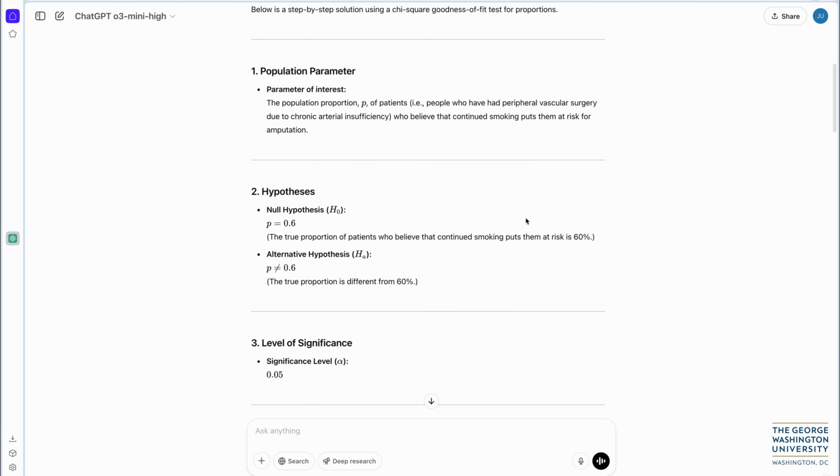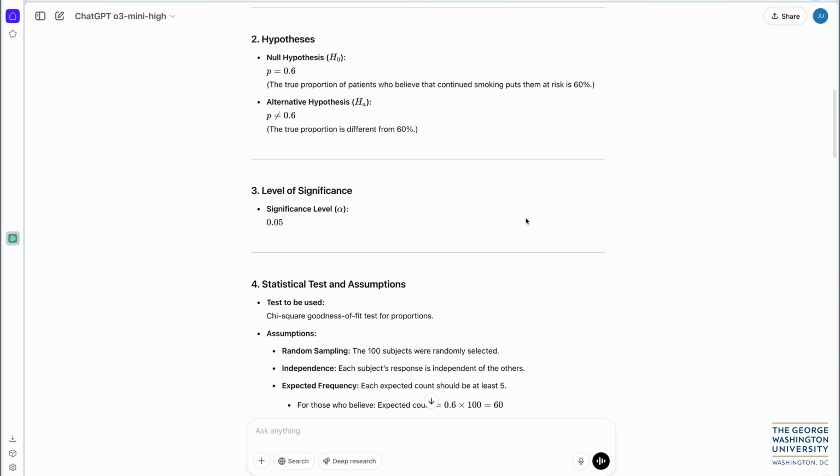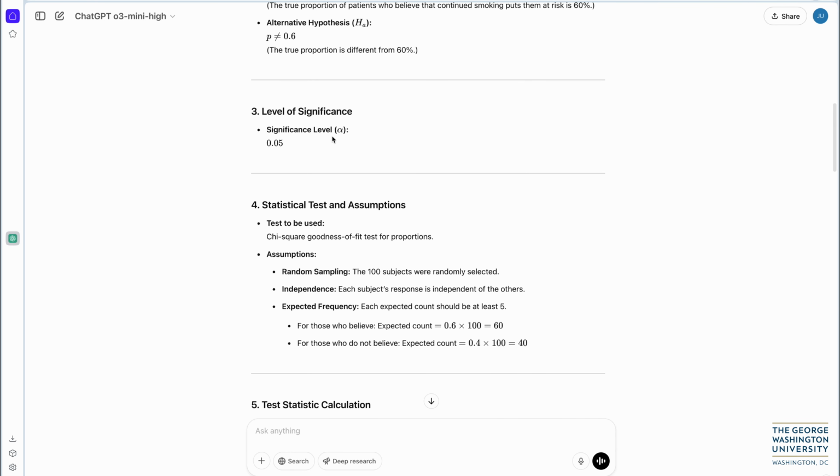So for the parameter of interest, it said the population proportion P correctly of people who've had peripheral vascular surgery due to chronic arterial insufficiency who believe that continued smoking puts them at risk for amputation. Quite correct. The hypothesis, P is 0.6. Alternative, P is not 0.6. So that's absolutely correct. The level of significance, it writes there little alpha and 0.05. By the way, see how nicely it renders alpha there? And behind the scenes, there's some mathematical typesetting there.